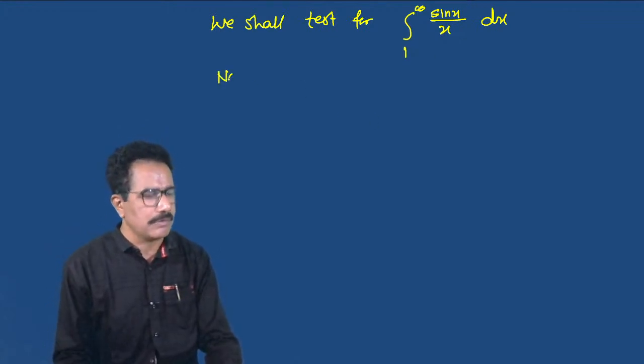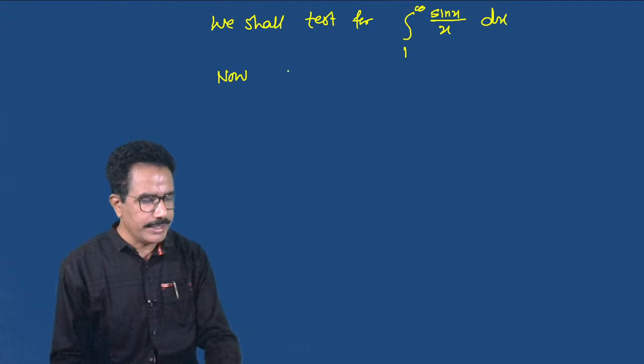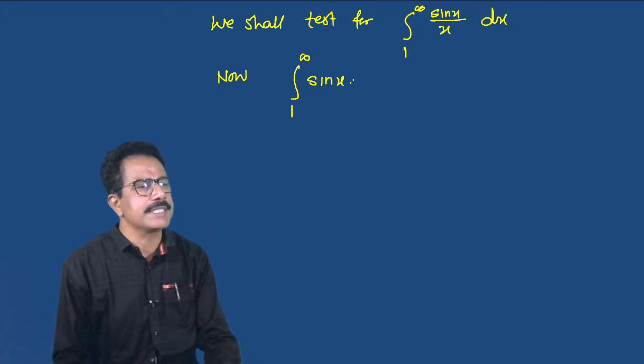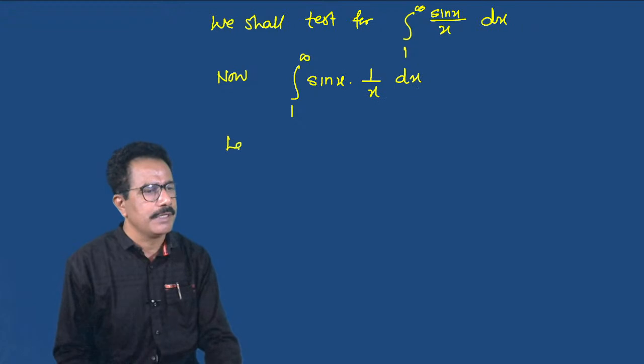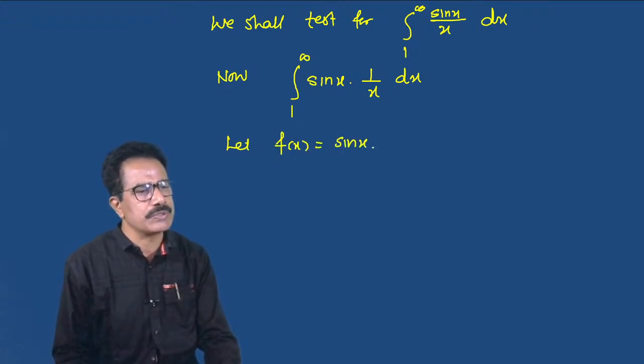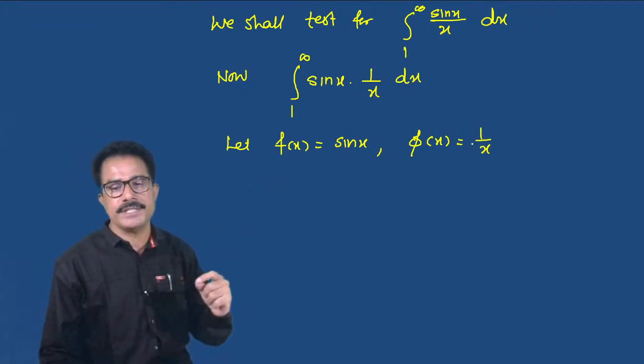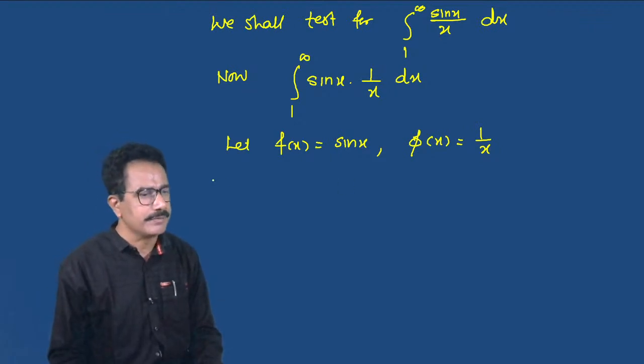Now we can check this integral from 1 to infinity. We can write it as sin x into 1 upon x dx. Let f of x equal sin x, phi of x equal 1 upon x. Now see here the function phi of x is monotonic decreasing.